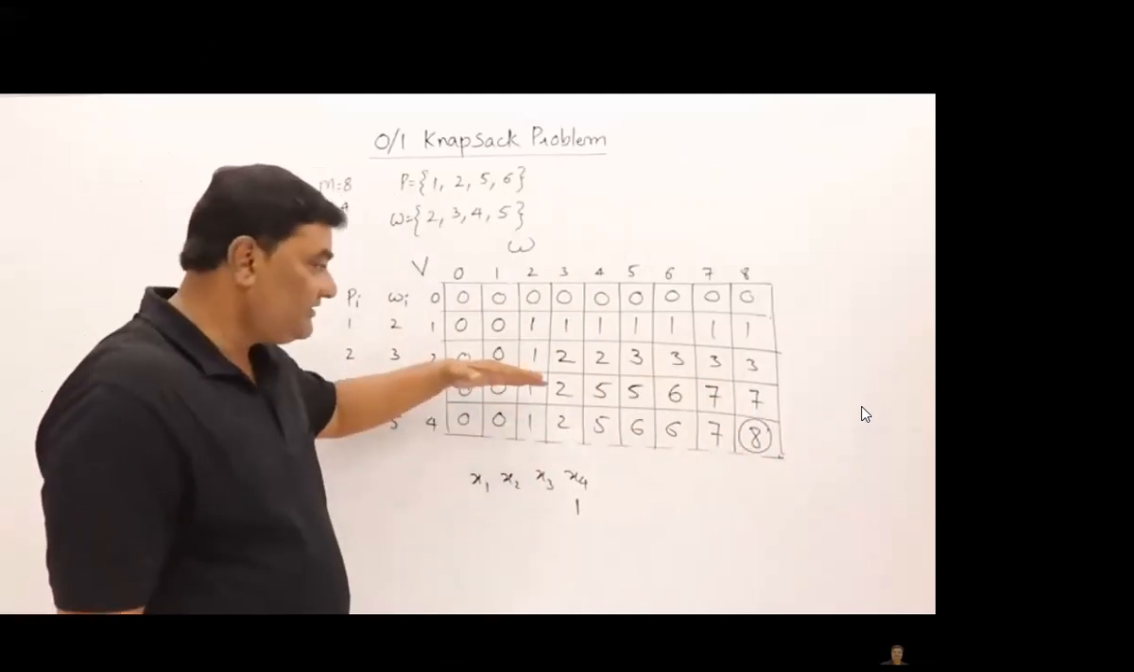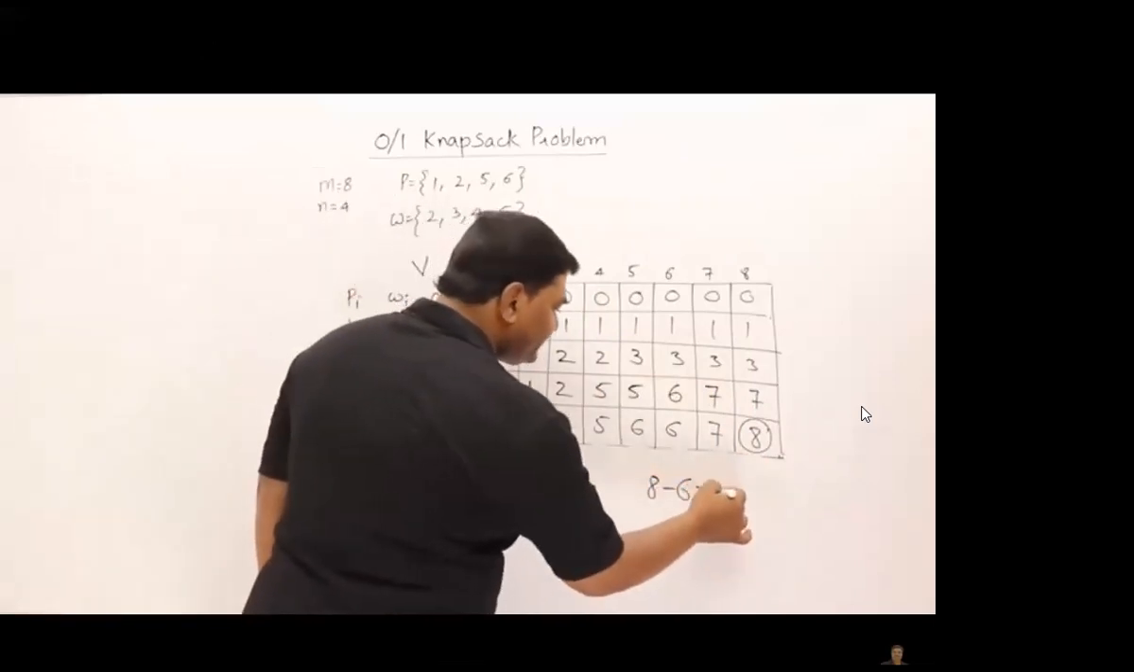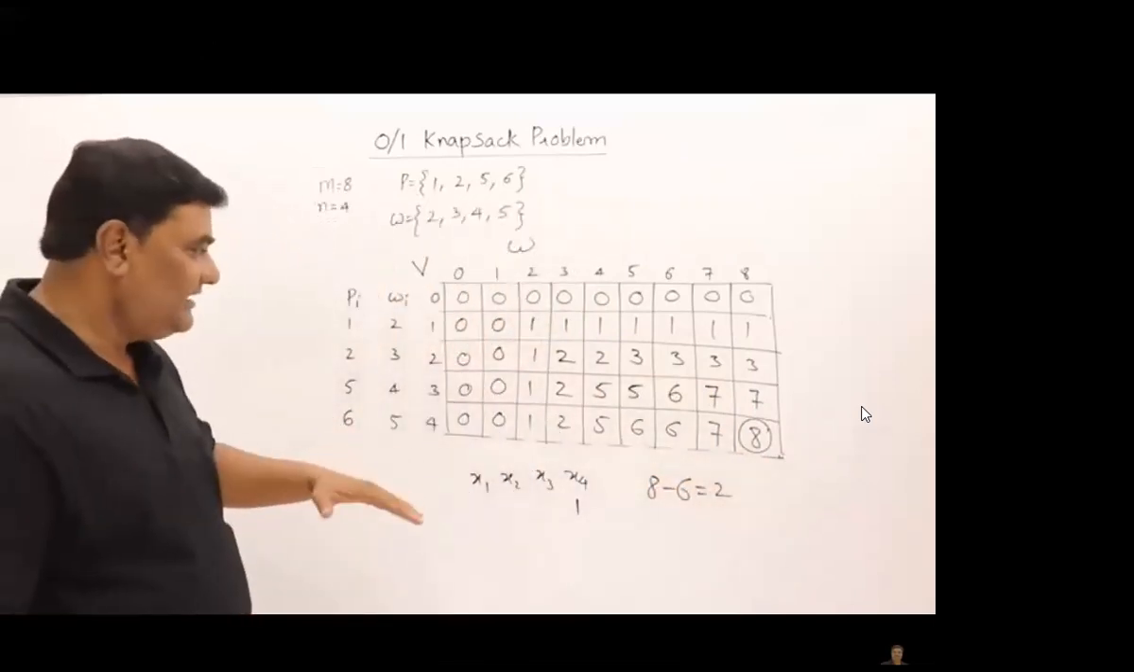Fourth object is included because 8 is not in the previous row. Now what is the profit of the fourth object? 8 minus profit is 6. So this is 2. Now the remaining profit is 2. Now check whether 2 is there in the third row.